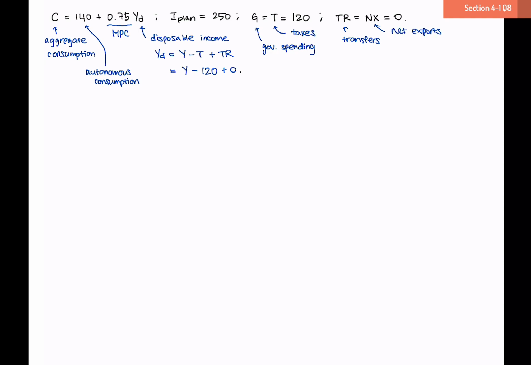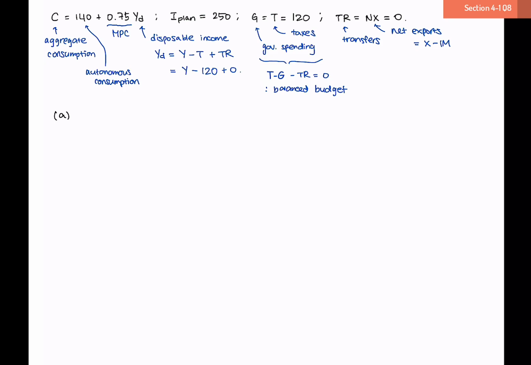Since we have government spending and taxes both equal to 120 and transfers are 0, what we can tell from this is that if we look at our budget balance, which is taxes, the income of the government, minus whatever they spend through government spending and transfers, it's exactly 0. So the government is not running a budget surplus nor a budget deficit, which is also called a balanced budget.